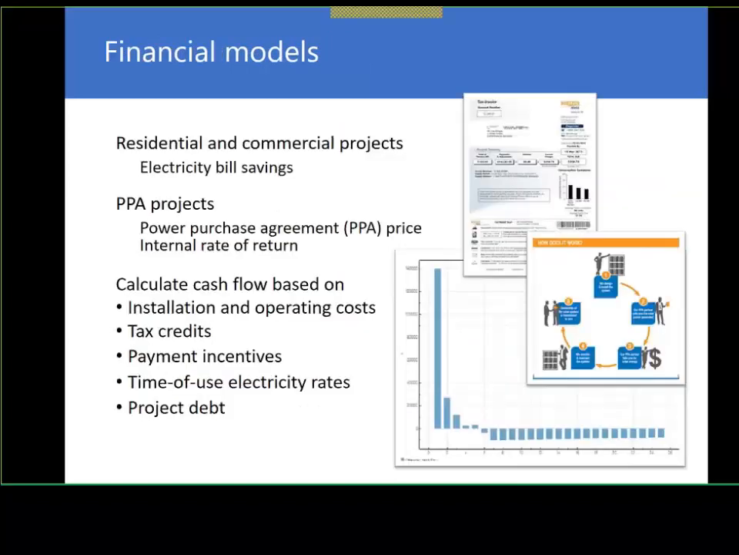And then it has several different financial models. It can model distributed energy systems. Those are systems that are installed on the customer side of a utility meter, where you're using the power from the system to reduce an electricity bill, to offset electricity consumption. Or PPA projects, which are large power generation projects where you're building the system to sell all of the power to an off-taker through a power purchase agreement. And both types of models are cash flow models. So they calculate a cash flow based on the assumptions that you provide.